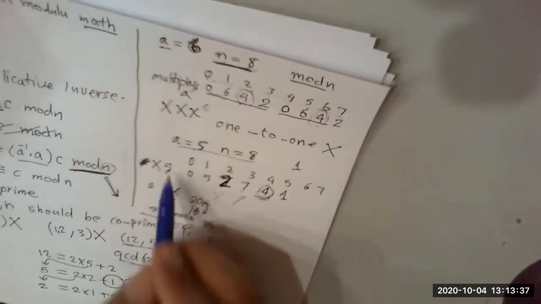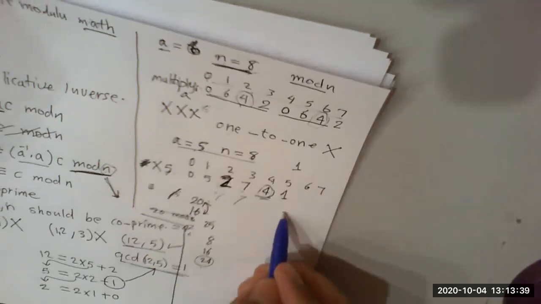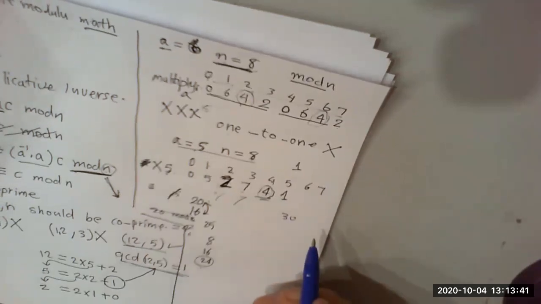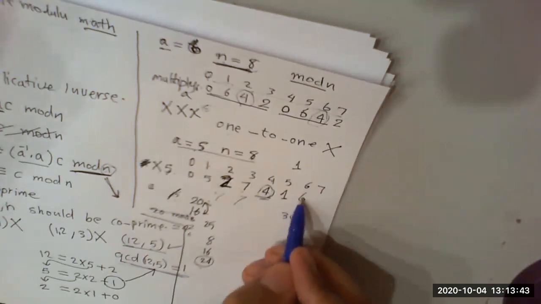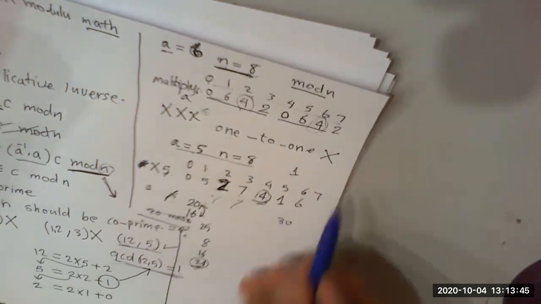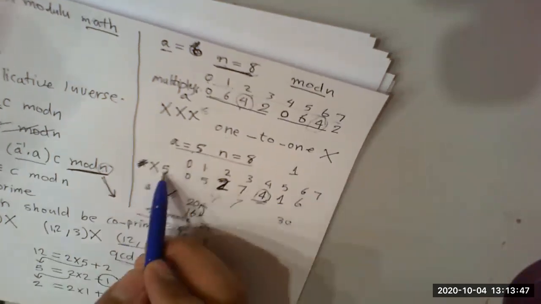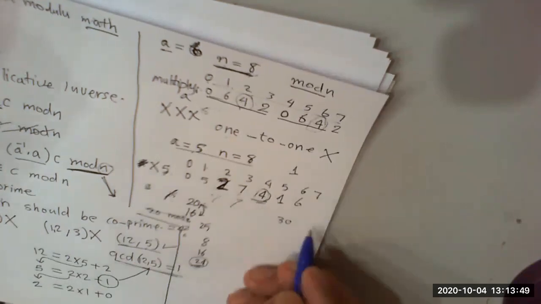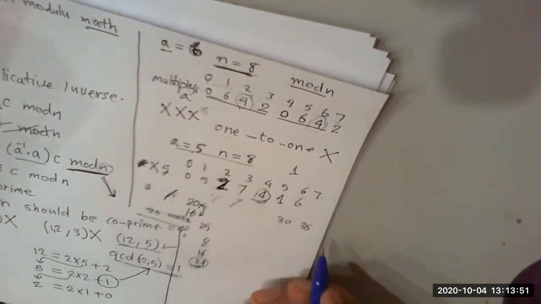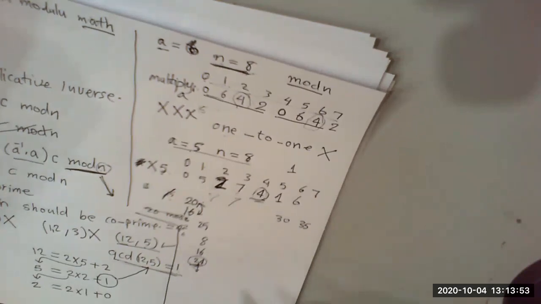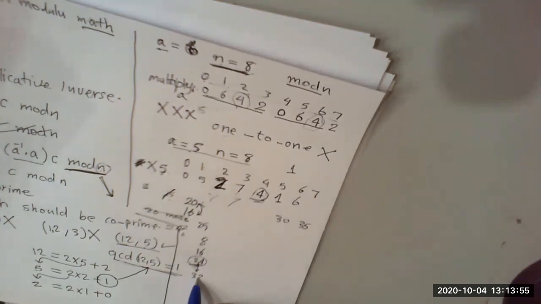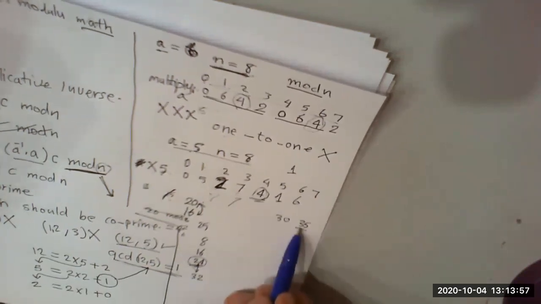Now 5 by 6, which is 30, so it's 6 out of 24. And the last one is 5 by 7, 35. You can add the multiples of 8 here, you will find 32. 32 out of 35, it's 3.